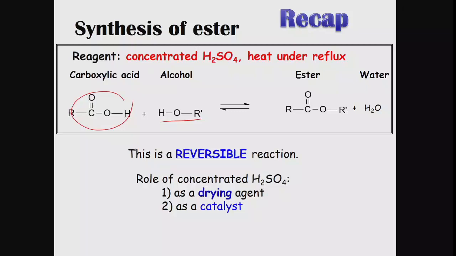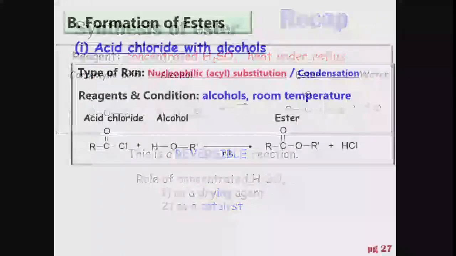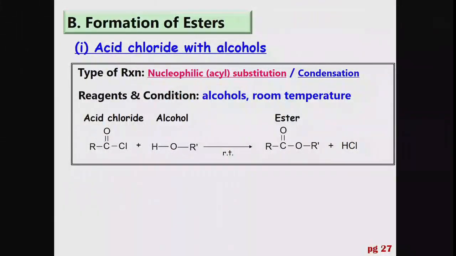But this reaction here is a reversible reaction. Even with the use of concentrated H2SO4 as a drying agent to push the equilibrium to the right, the yield is still quite low. And therefore, this is not a favorable reaction to form ester. So to form ester, we prefer to use something that's more reactive, which is our acid chloride, to react with alcohol.